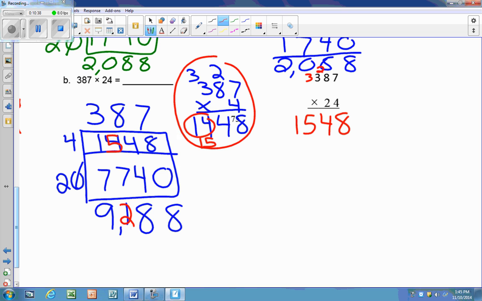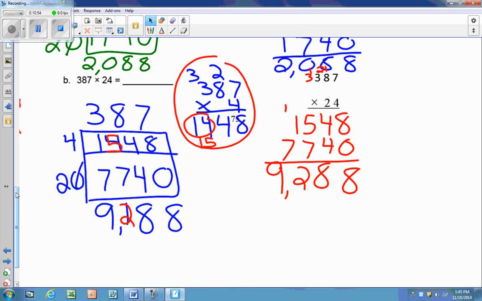So now I'm going to continue back in my standard algorithm and see what I can do here. Those two numbers match, that's a good sign. And now my two answers match. So it's a good idea to go back and forth between everything that you're doing, and it will help you to catch your own mistakes.